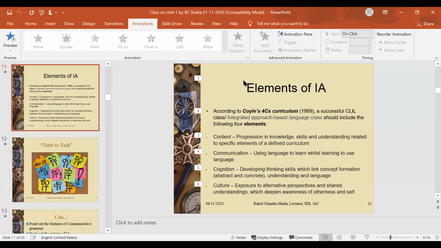Dear students, am I audible to you? Yes, sir. Okay, so welcome back to my class again. In our last classes, we have discussed the elements of the integrated approach. So today we have started from where we ended in the last classes.